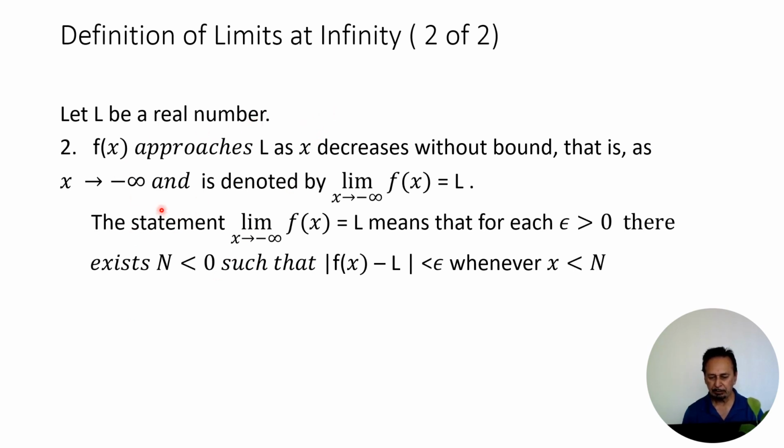Let L be a real number, and f of x approaches L as x decreases without bound, that is, as x approaches minus infinity, and is denoted by the limit of f of x as x approaches minus infinity is L. This statement means that for each epsilon there exists N, now a negative number less than 0, such that the difference between the function and this number is always less than epsilon whenever x is chosen less than N.